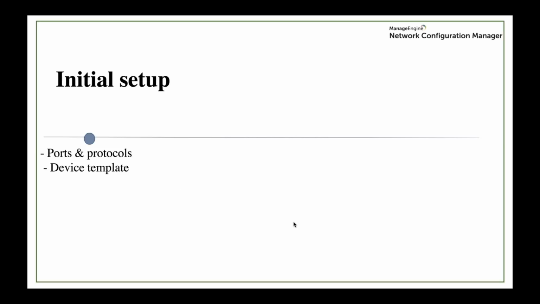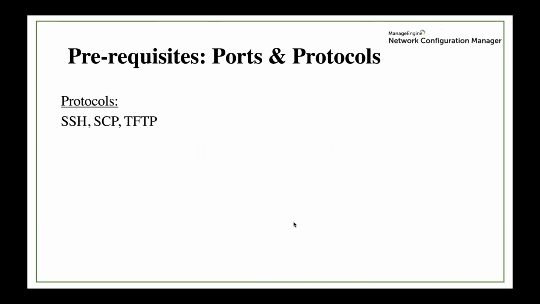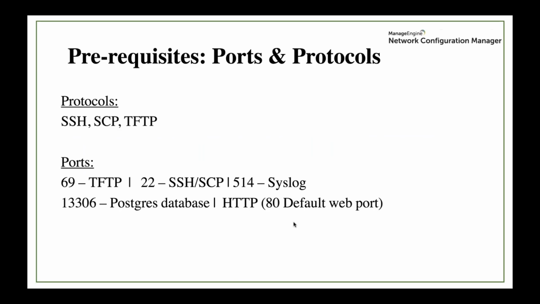In the initial setup, we'll first see about ports and protocols, the device templates, SNMP profile, device discovery, and the backup credential. Now the ports and protocols. These are the basic protocols that are required to install NCM: SSH, SCP, and TFTP. These are the ports that need to be free for NCM: 69 for TFTP, 22 for SSH and SCP, 514 for syslog, 13306 for the Postgres database. HTTP is running on 80, the default web port.